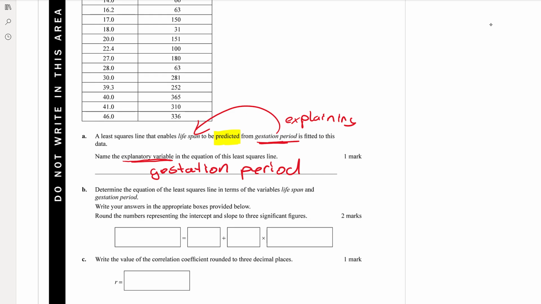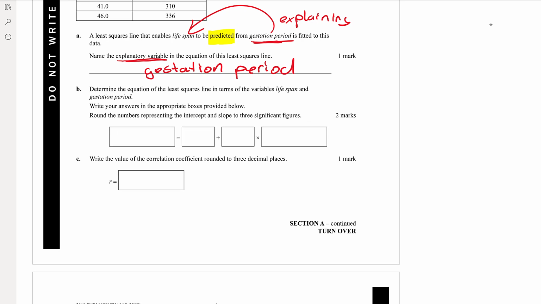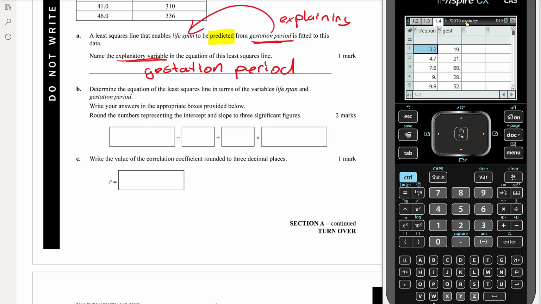Question B: determine the equation of the least squares line in terms of the variables lifespan and gestation period. Write the intercept and slope to 3 significant figures. Okay, let's get up the calculator. I've already put the data in, and I suggest you always do a quick double check that all the data is entered correctly, because when I put this data in, I made a slight mistake and it did impact the results.